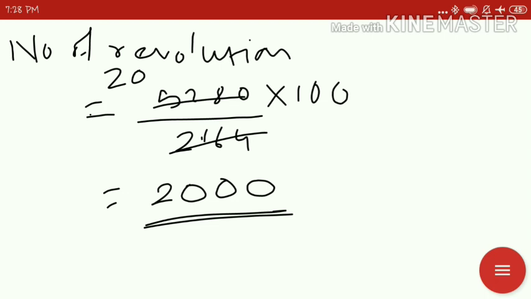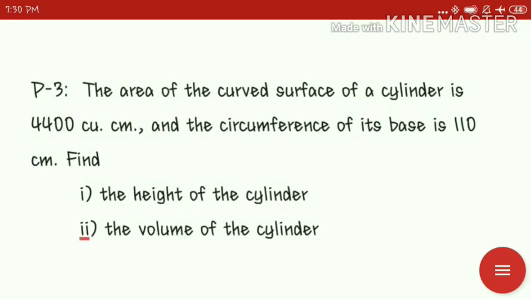Very simple. I hope it has matched with your answer. If not, then find out the problems or shortcomings, whatever comes to you, and learn from that. We are moving to the third problem. Here is problem number 3.